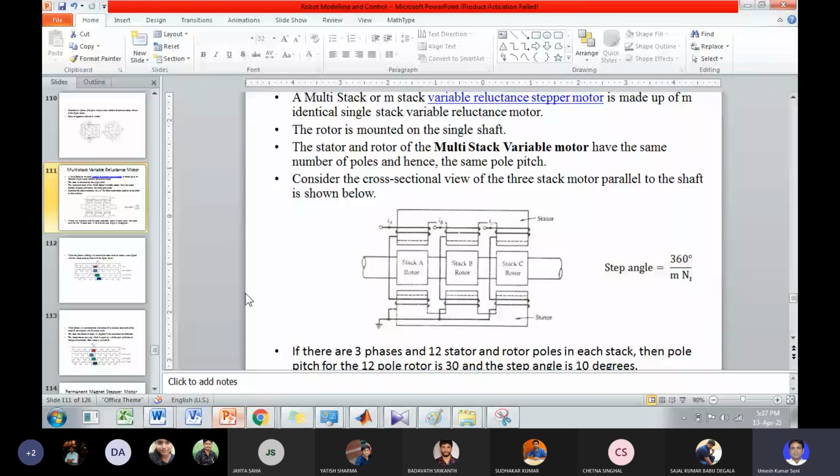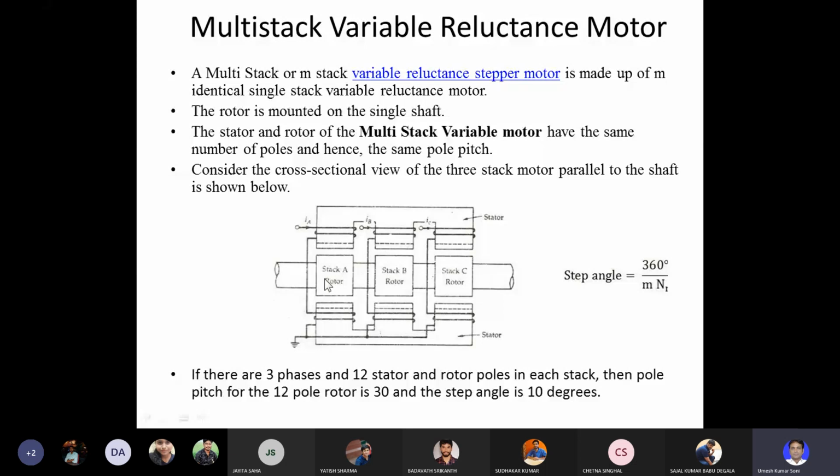Yes, so here you have phase A, phase B and phase C, and there are three stacks in the rotor: stack A, stack B and stack C. Suppose they are three different reluctance based motors. Okay, so each stack has a phase, meaning angular rotation related to each other with one step angle. Okay, so suppose you have three phases and 12 rotor poles, so you have 10 degree of step angle.